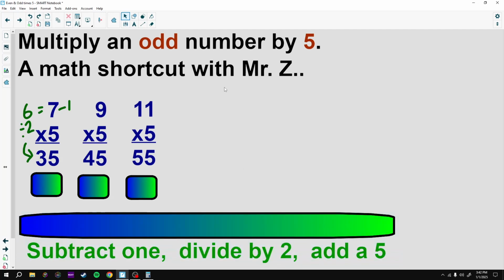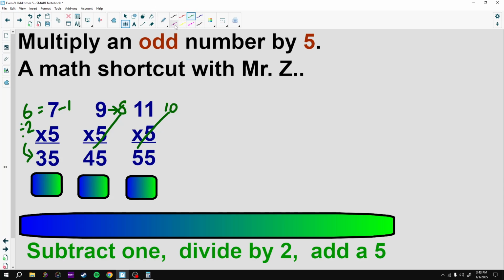There's our steps. So let's see if that works with the others here. So 9 minus 1, well 9 minus 1 is 8. What's half of 8? Well, that's 4. And then finally we add a 5. There we go, 45. Let's try it one more time here. So 11 minus 1, well that's 10. What's half of 10? Well, that's 5. And then finally add a 5 to the end, and you've gotten your answer.